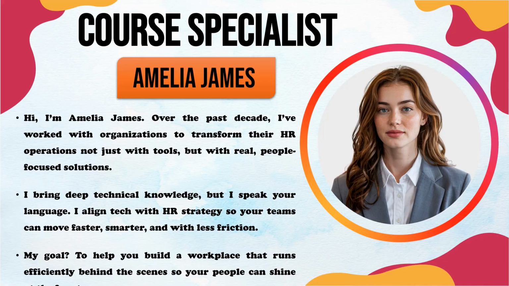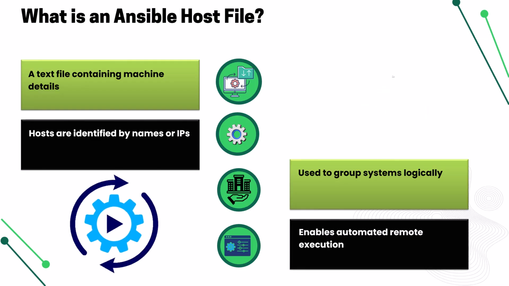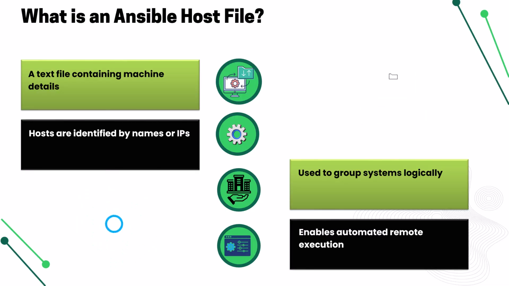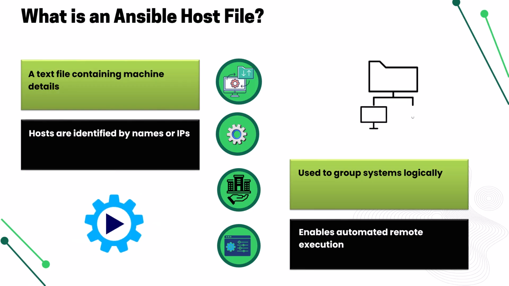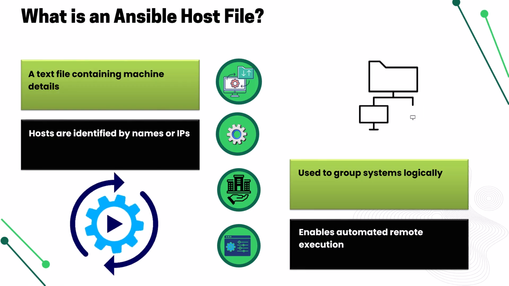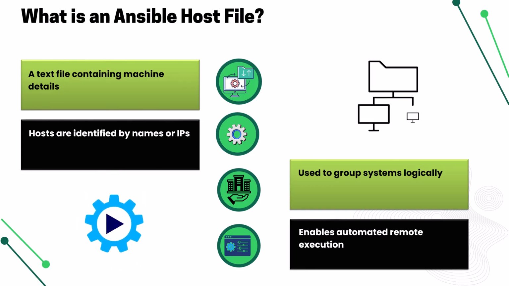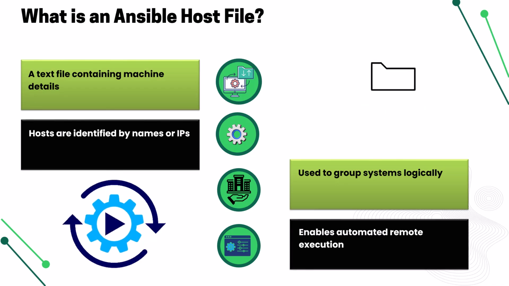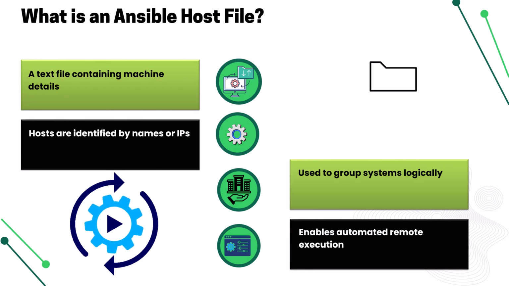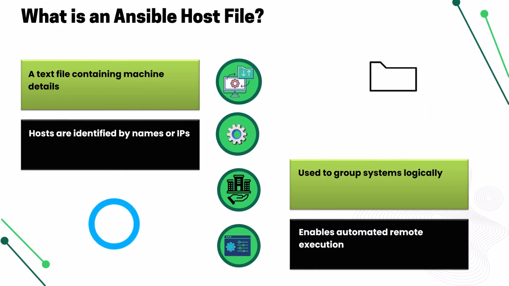An Ansible host file is basically a list. Think of it as your address book for managing remote systems. Each host is neatly identified using names or IP addresses, grouped logically for better automation. Once set up, Ansible can execute commands remotely without breaking a sweat. It's like having a personal assistant who never forgets where your servers are.